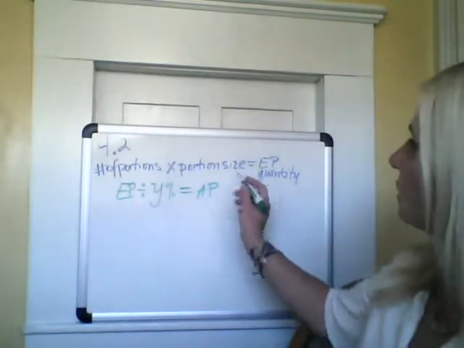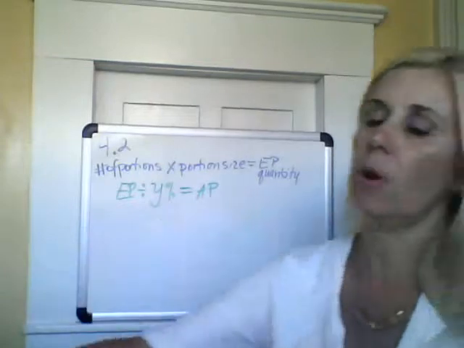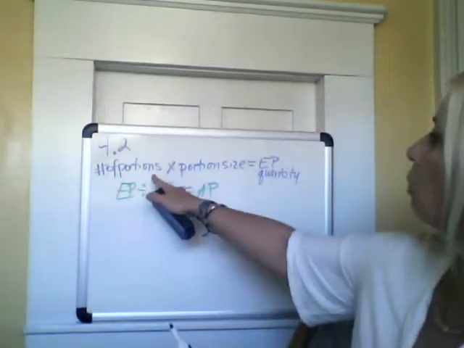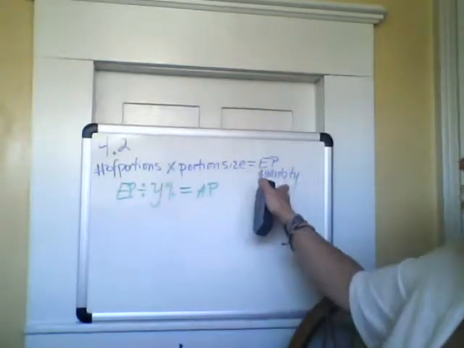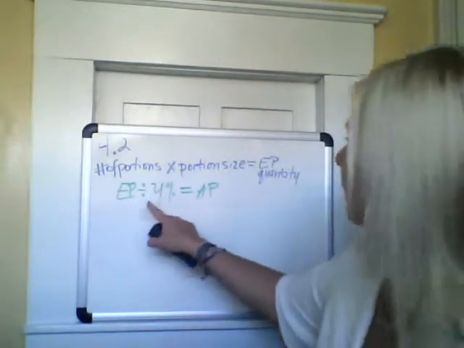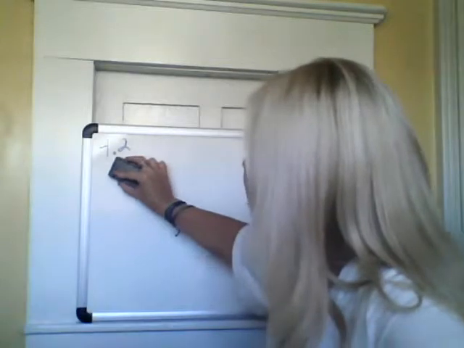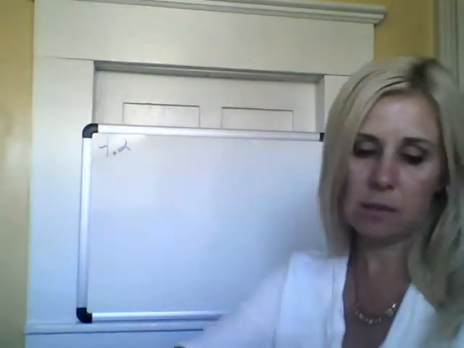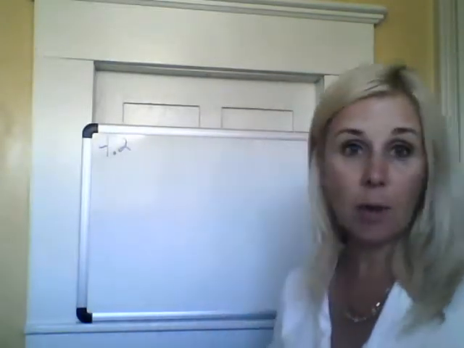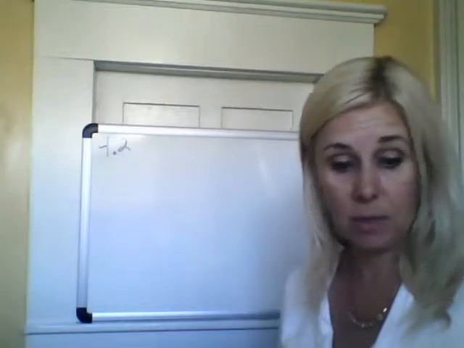Okay, so let's look at this. I'm going to erase this, so mark this down so I have room. Number of portions times portion size is going to give us our EP quantity, and then EP times yield percent is going to give us our AP quantity. Okay, so let's look at this. We know how many people are coming to this Sunday brunch.